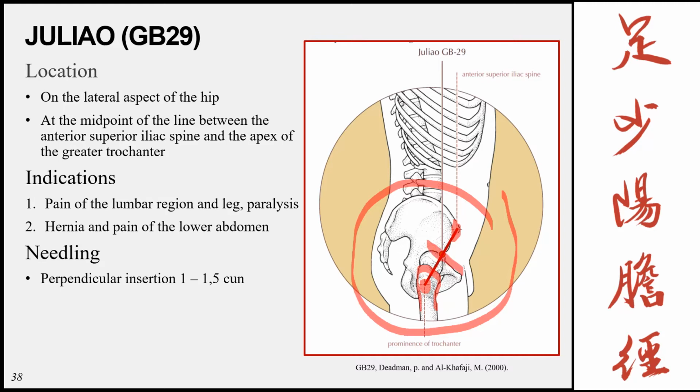This point can be used for pain of the lumbar region and leg, paralysis, and hernias, and also for pain of the lower abdomen. Needling is perpendicular insertion, 1 to 1.5 cun. This is a slightly deeper insertion than most points, and that is because this is getting to the large muscular areas of the body.